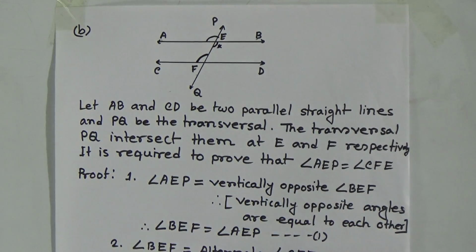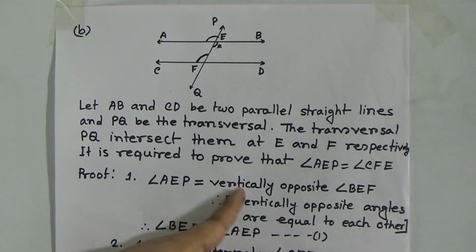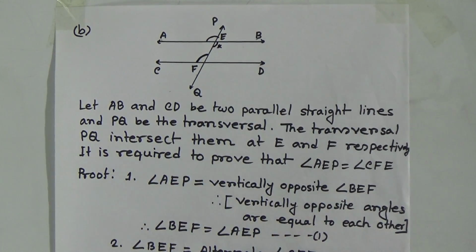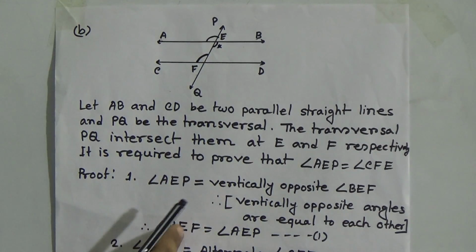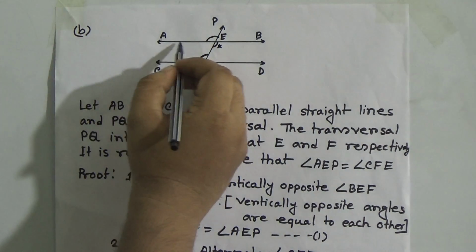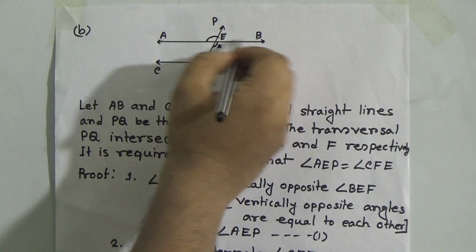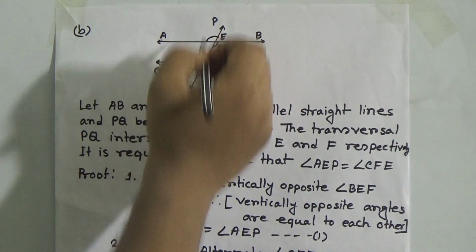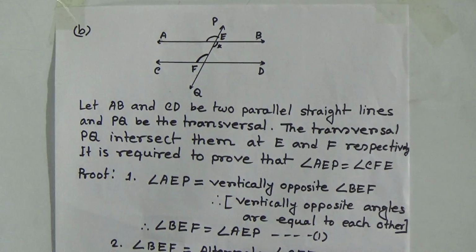We know that vertically opposite angles are equal to each other. For this reason, we can write that angle AEP equals its vertically opposite angle BEF. Now we write this sentence without "vertically opposite": angle BEF equals angle AEP. This is equation number 1.